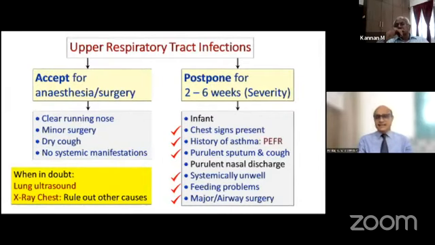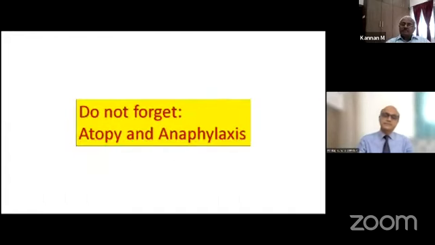If the child has asthma or a history of asthma, rather than postponing the child at that time, we could also consider doing a bedside peak expiratory flow rate and see whether it falls below 60% or does it qualify more than that. So in case the PFR is satisfactory, then maybe with cover of bronchodilators, you can still take up this child for surgery.